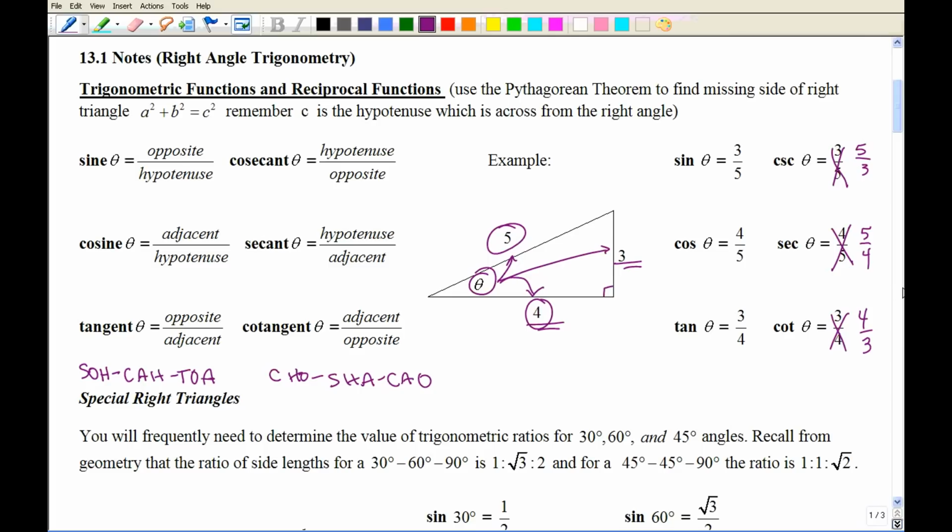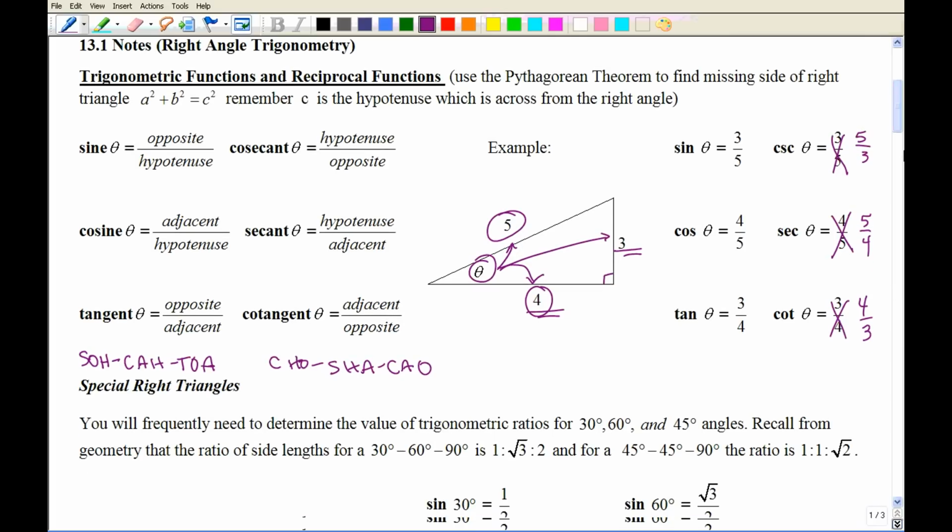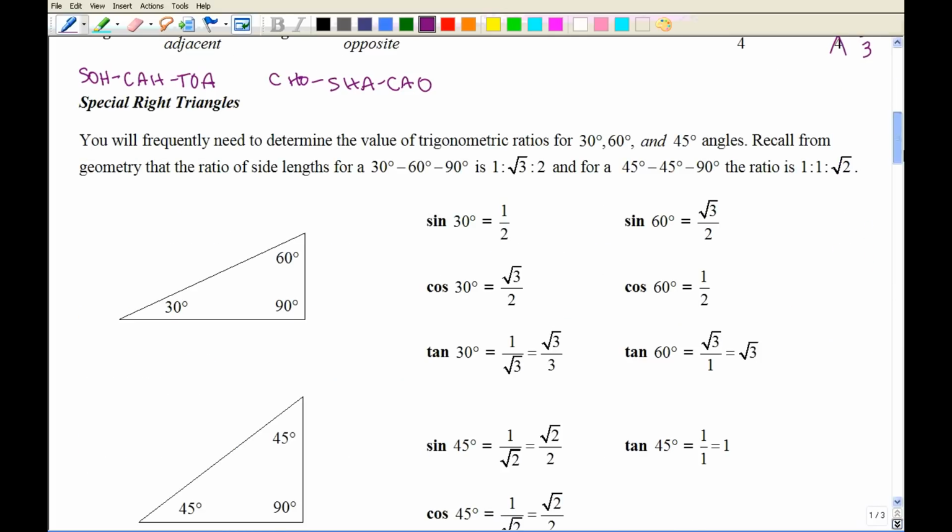Okay, let's look at some special right triangles. We have 30, 60, 45.